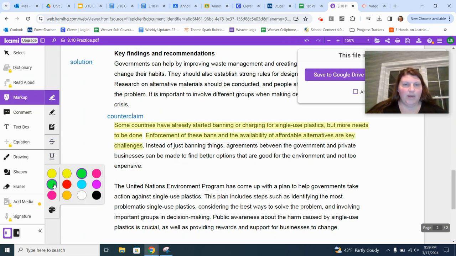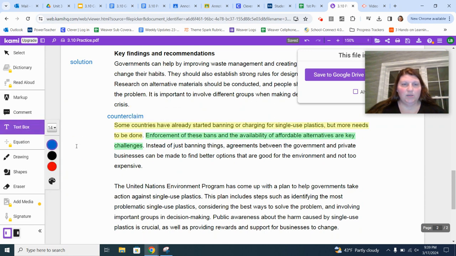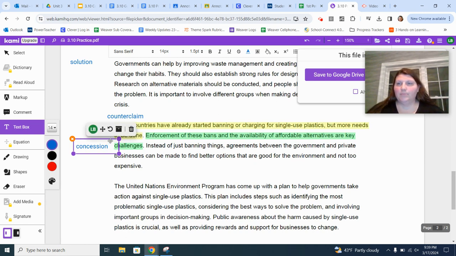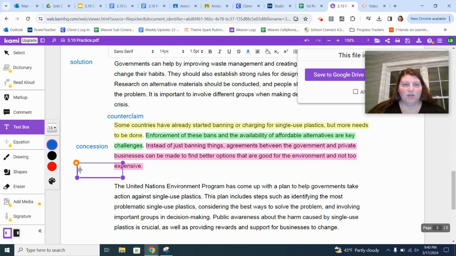Let's make this green. I guess I have to change color this way. And then we're going to label this as a concession. This is where the writer is kind of making common ground between him or herself and the opposing viewpoint and the counterclaim. And then last, we have, instead of just banning things like single-use plastics, agreements between the government and private businesses can be made to find better options that are good for the environment and not too expensive. So that's where the writer is saying, here is what we should do instead. And this is the refutation.